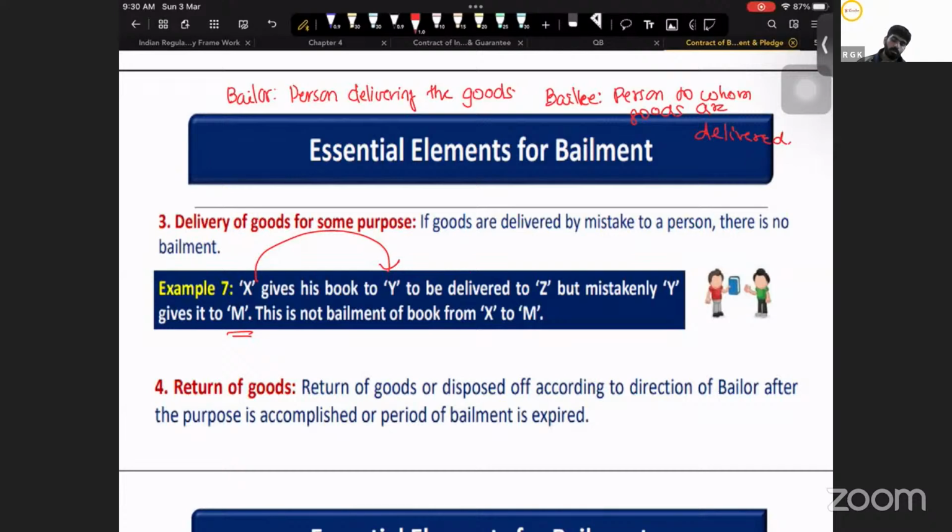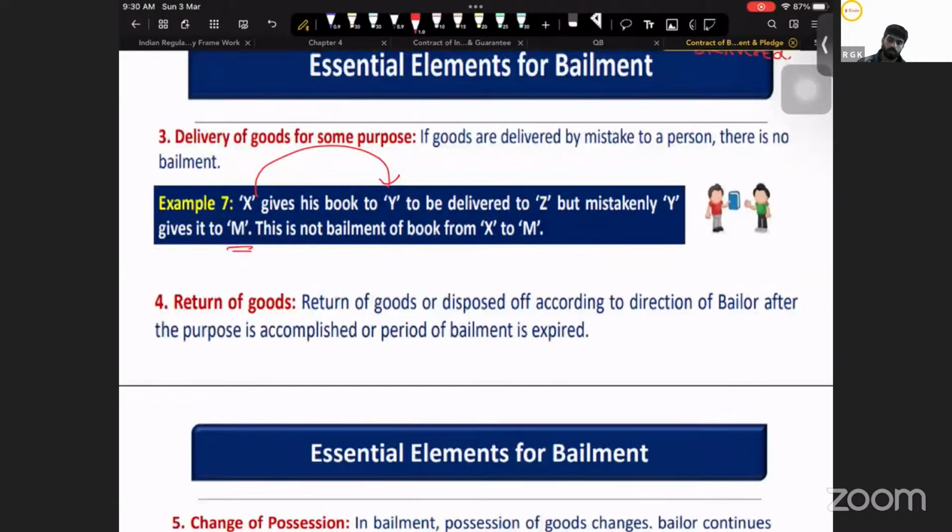Then next important feature is returning of goods. Return of goods or disposal according to the directions of the bailer after the purpose is accomplished or period of bailment has expired. Say, for example, you have dropped your car for repairing. Once the repair work is done, the requirement is that the mechanic should return the car to you according to your direction.